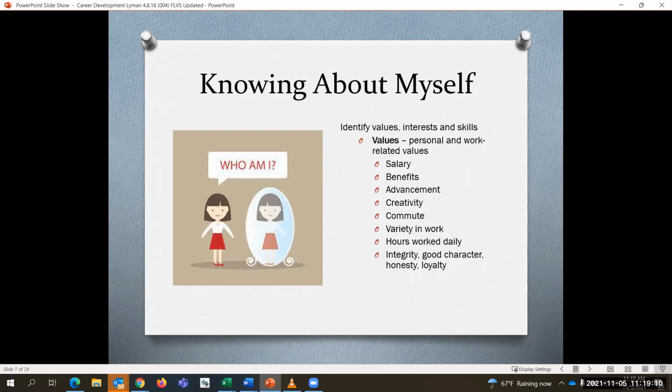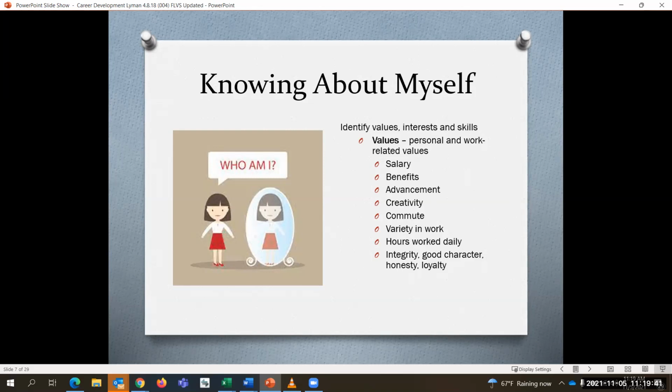So it's so important to identify your values, your interests, and your skills. What are your skill sets? What are the values that are most important to you? Is it most important to you to make a lot of money? Or is it more important to you to have a job where you feel like there's advancement or there's variety in your day? Some of my students have said to me that it's so important that they're not sitting at a desk. I need to be able to go places. I need to be able to interact with different people. I need that variety in my day.